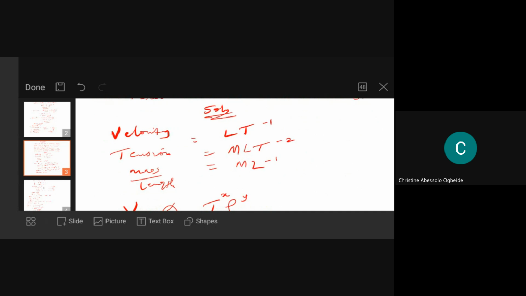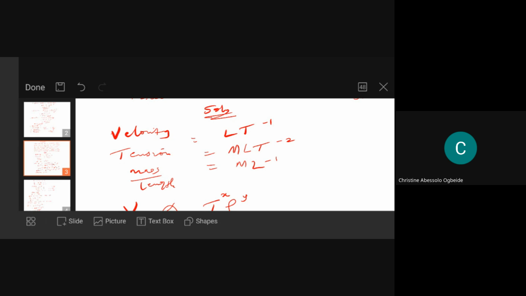First of all, I have to write out the dimension for velocity, which is LT raised to power minus 1. Tension, the dimension is the same thing as force, because tension is simply force on a string. So I wrote out the dimension, which is MLT raised to power minus 2. And of course, mass per unit length simply means mass over length. If that be the case, I wrote out the dimension to be ML raised to power minus 1. M is mass, L is length.